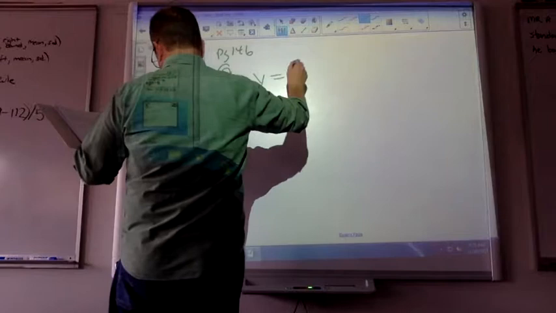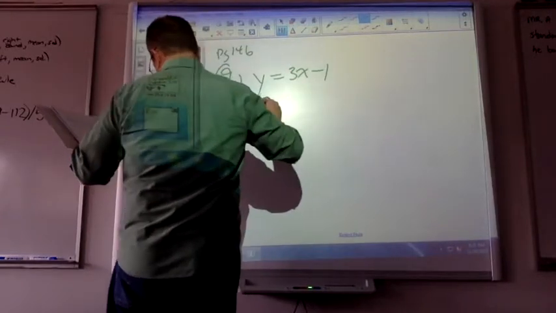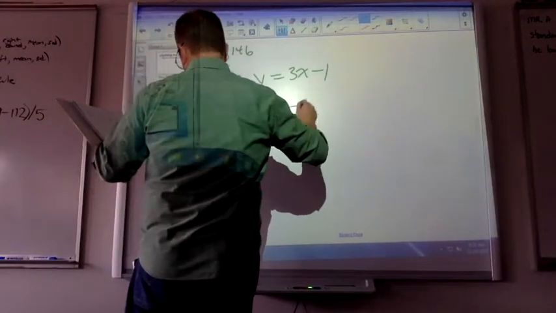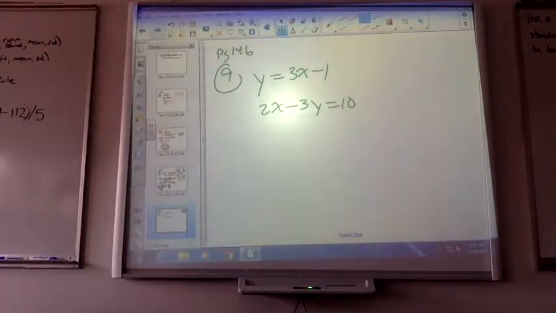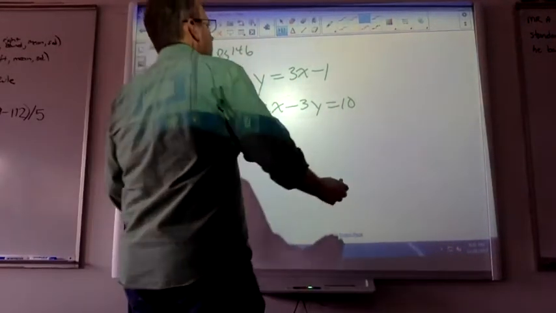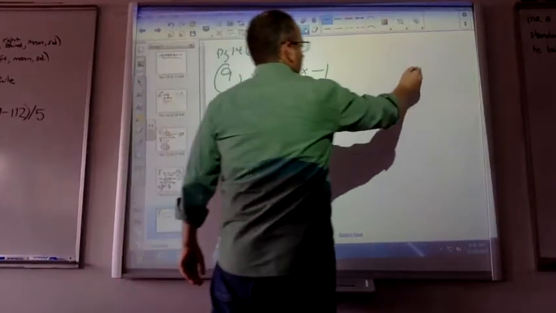So you have y equals 3x minus 1. The other one, I have 2x minus 3y equals 10. Ew, this might not work nicely. All right, so let's create an xy axis.